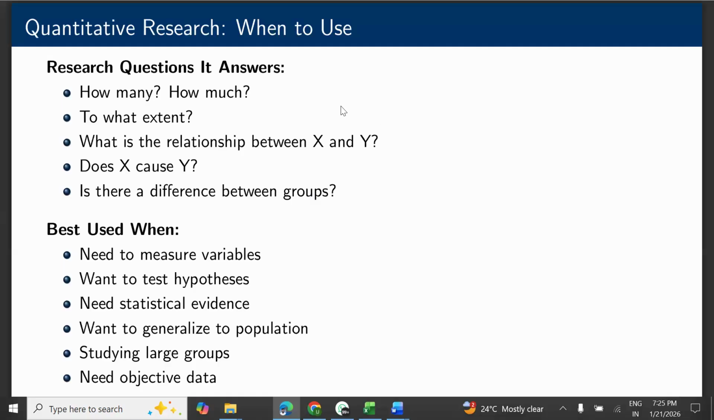So the question is when to use quantitative research. Basically, quantitative research tries to answer research questions like how many, how much, to what extent, and what is the relationship between X and Y, does X cause Y, is there a difference between groups. So this kind of research question it tries to answer. So it is best used when we need to measure variables, we want to test hypotheses, we need statistical evidence, we want to generalize to the population, and when we are trying to study large groups and we need objective data.